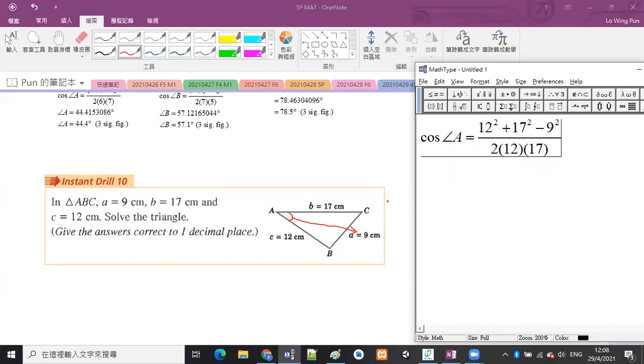Okay, and then you just use the calculator and shift cosine. 12 square plus 17 square minus 9 square, enter. Divided by bracket 2 times 12 times 17. And then shift cosine. Should be 30.3 something.